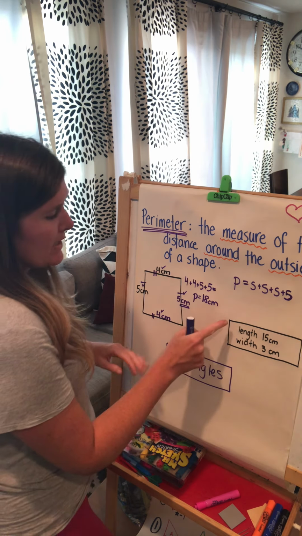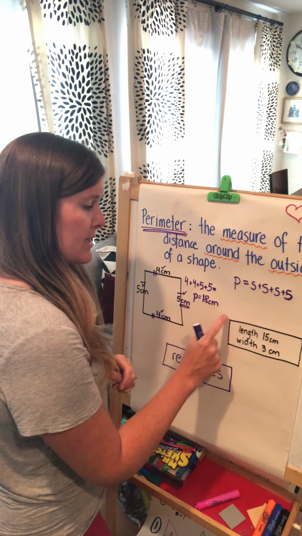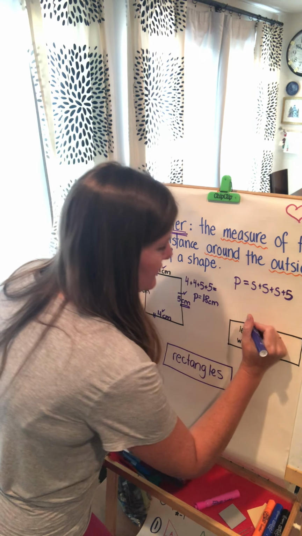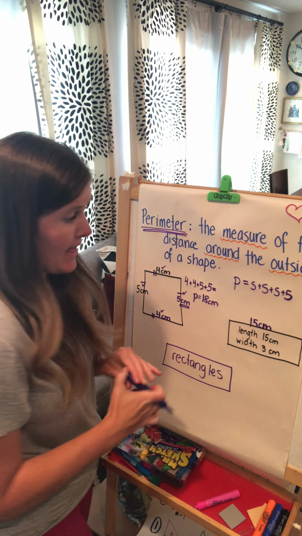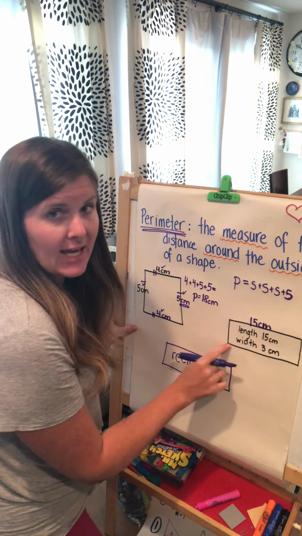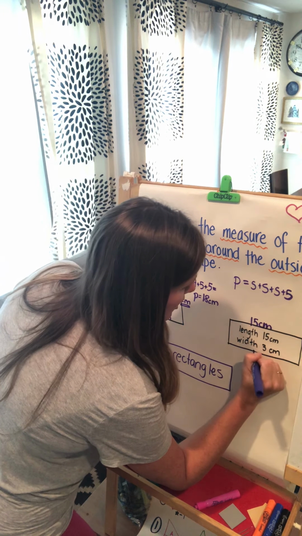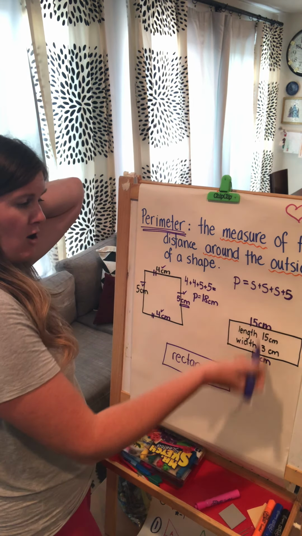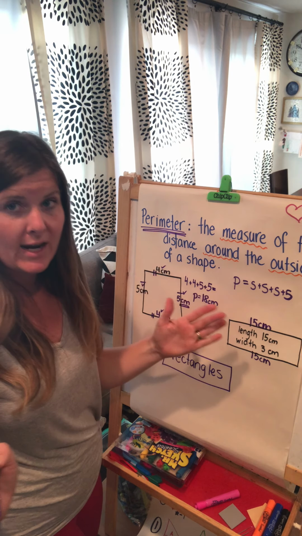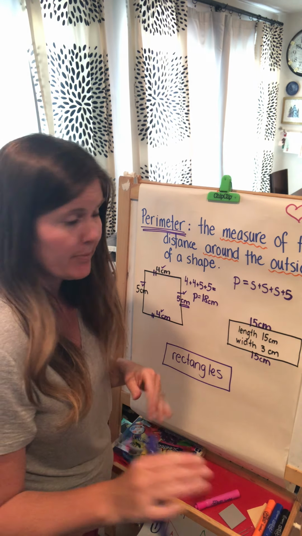So if I know the length from this point to this point is 15 centimeters, what do I also know? This line needs to be counted for perimeter as well. So I'm also going to label that line as 15 centimeters. They are opposite of each other. They are parallel. It's a rectangle. I know they're the same.